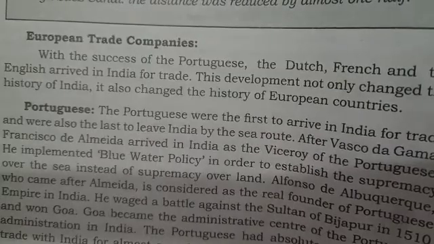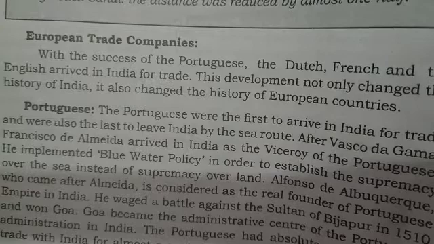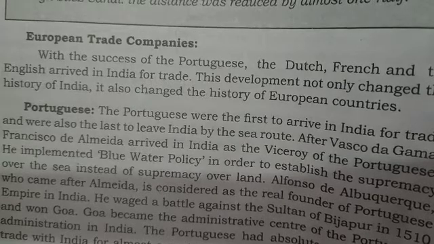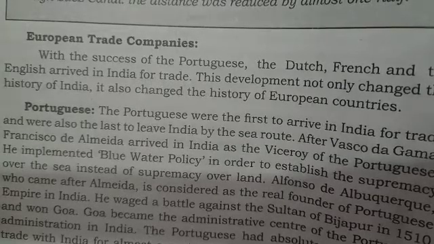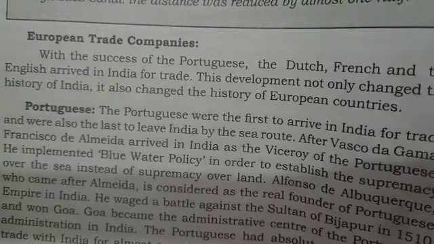The Portuguese were the first to come to India for the purpose of trade. After Vasco da Gama, Francisco de Almeida arrived in India as the viceroy of the Portuguese. He implemented a policy which is called the blue water policy.